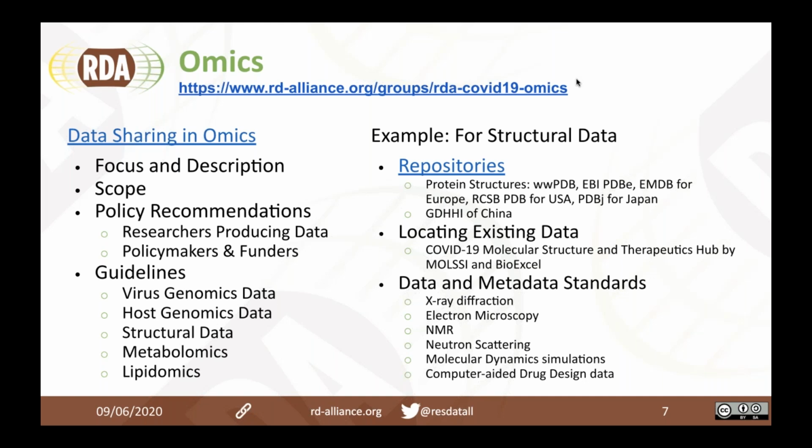An example is given in the right column for the structural data, where you see that we have sections on repositories, both for submission and for finding information if you are doing research that is based on existing data, and on data and metadata standards. The same is true for all the five types of guidelines. We try to make it as easy as possible by providing guidelines on how to choose between all those resources. And many of the guidelines actually contain sub-IDs for each of the types of structural data, for instance.